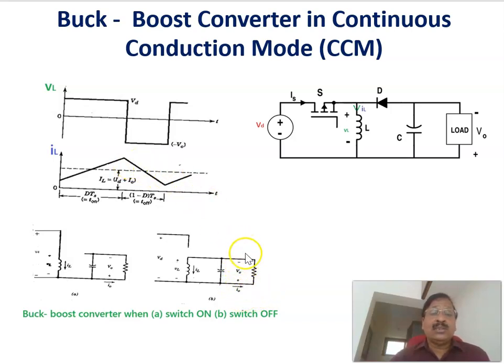And since the voltage across the inductor is negative, the current through the inductor has a negative slope, because diL/dt is negative. Therefore, this is the current through the inductor, and this is the voltage across the inductor over one switching period. This is the equivalent circuit corresponding to the on position of the switch S, and this is the equivalent circuit corresponding to the off position of the switch.